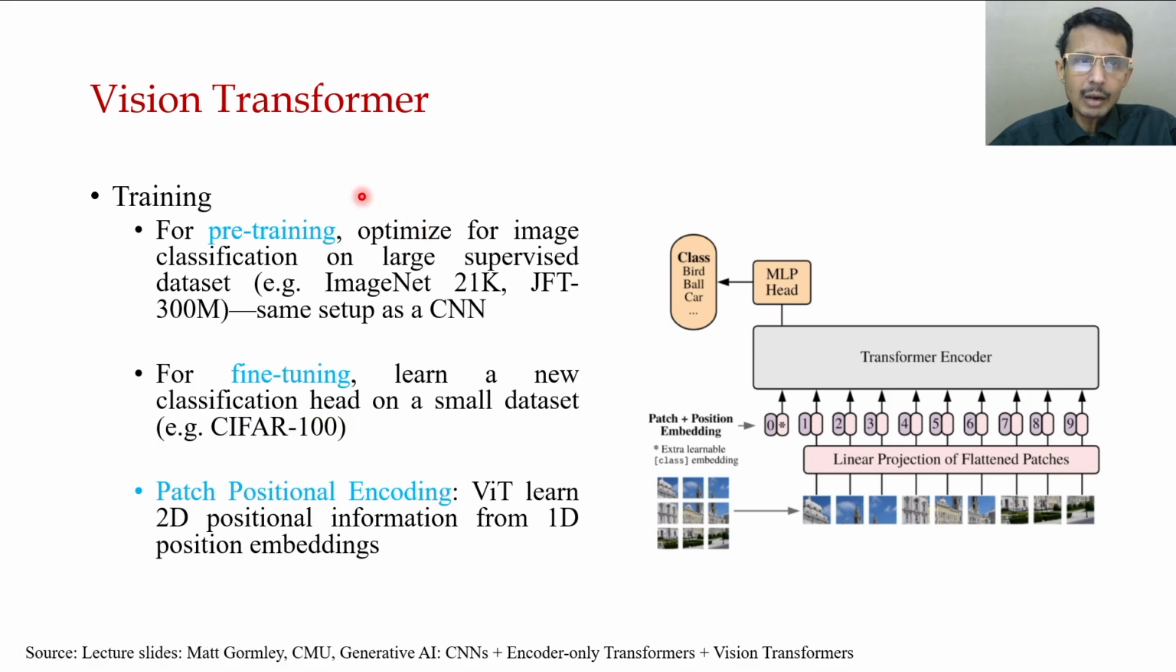Okay. Now how is it being trained? For pre-training, optimize image classification on a large supervised dataset, such as ImageNet-21k or JFT-300M, same as for CNNs. For fine-tuning on smaller datasets, CIFAR-10 and CIFAR-100 may be used. And there is patch positional encoding. ViT learns 2D position information from 1D position. That's how the patches are positioned in this image. So this is the vision transformer, very important for image processing.